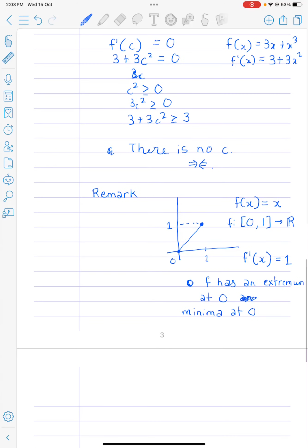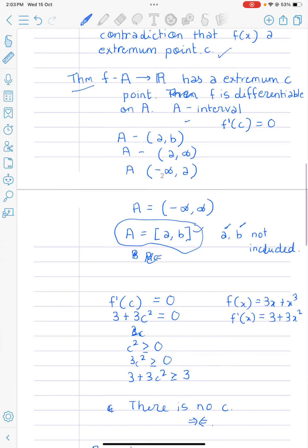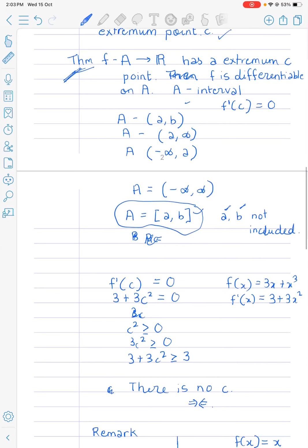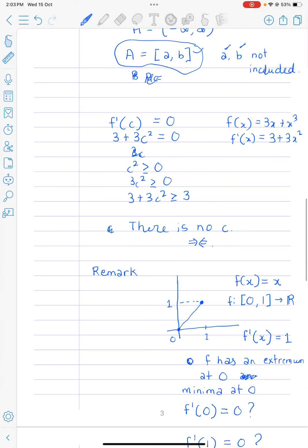So let's see, does f'(0) equal 0? No, right? Does f'(1) equal 0? No, right? So this theorem fails when you include the endpoints. So take that into account.